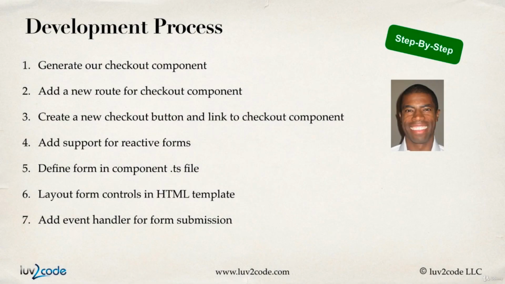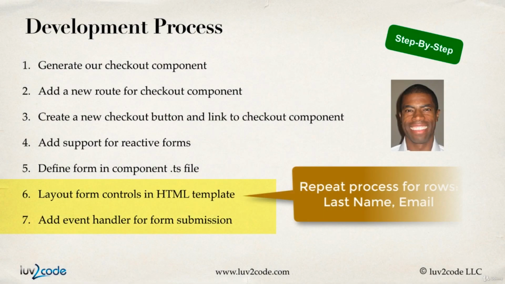Alrighty, so we're moving right along. In this video, we'll cover step 6 of laying out the form controls, basically just repeating the process for the other rows for last name and email, and then also we'll add an event handler for form submission.